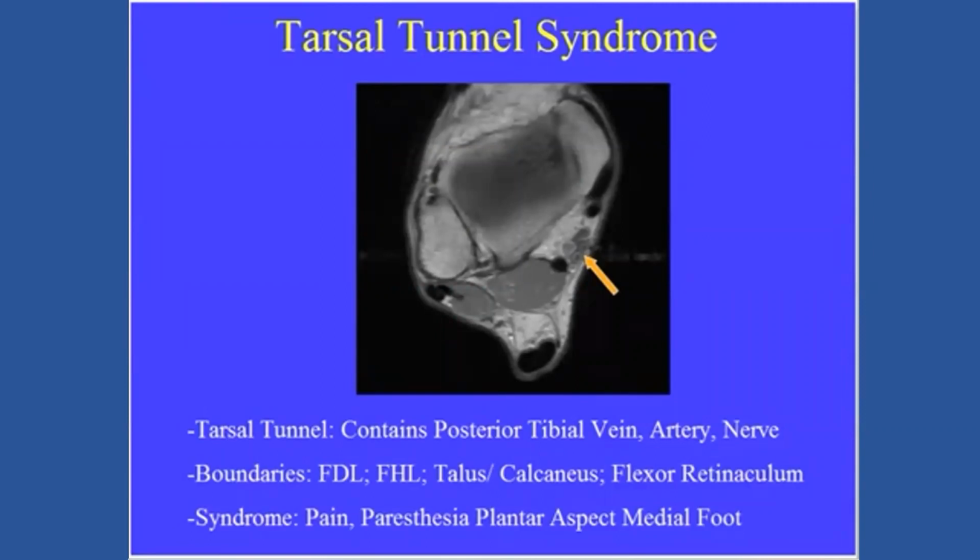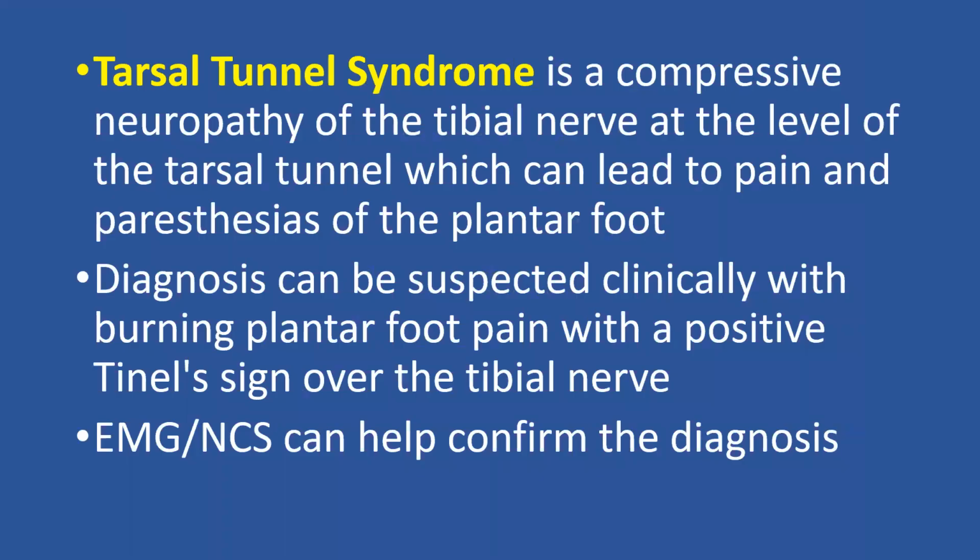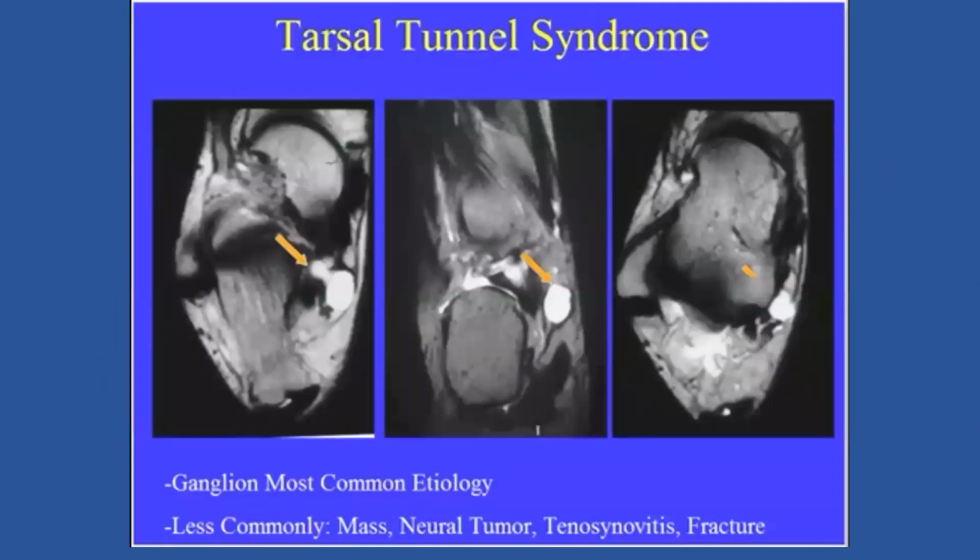Okay, don't forget about tarsal tunnel syndrome. Any ganglion can apply pressure, and as a result, the patient will have pain on the plantar aspect and medial aspect of the foot. Tarsal tunnel syndrome is a compressive neuropathy of the tibial nerve at the level of the tarsal tunnel, which can lead to pain and paresthesia of the plantar foot. Diagnosis can be suspected clinically with burning plantar foot pain and a positive tenderness sign over the tibial nerve, and it's diagnosed by electromyography and nerve conduction studies. This shows you a ganglion present in the tarsal tunnel.